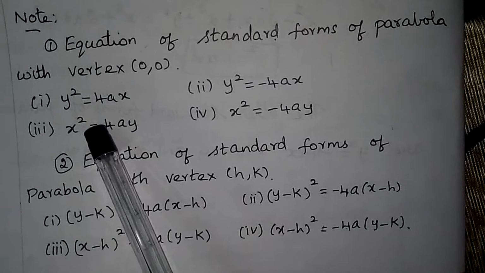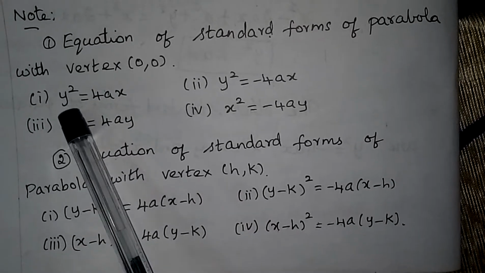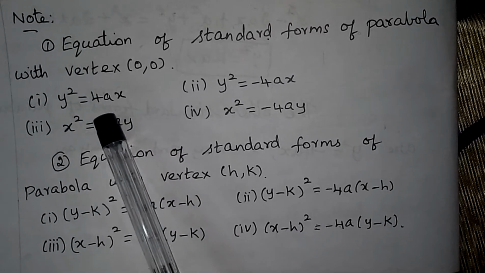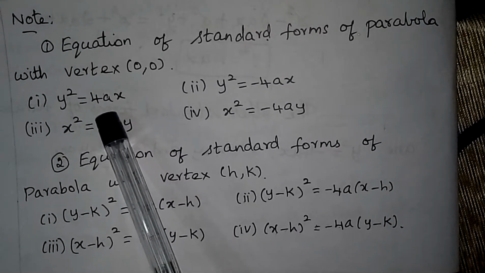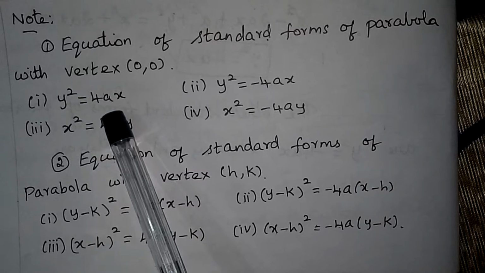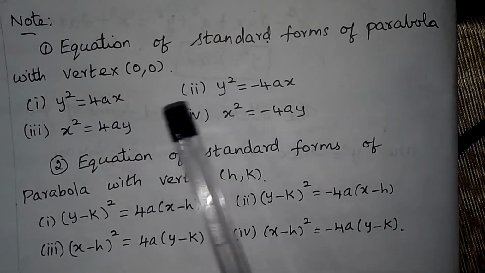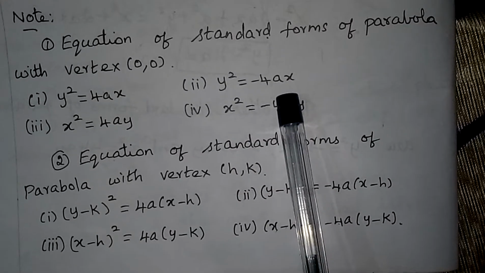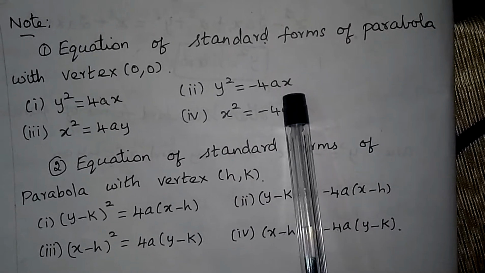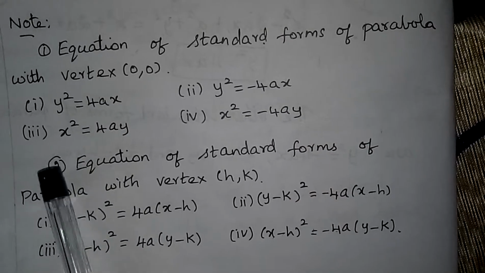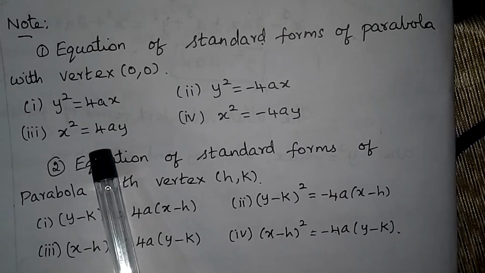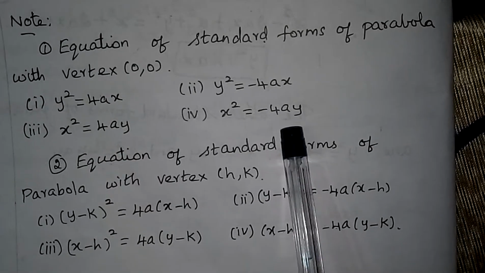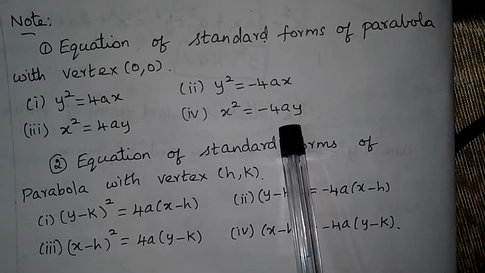Here we have 4 types. The first one is y square equal to 4ax. If the equation is like this, it is said to be the first type, and the parabola will be opened rightward. If you see the diagram, it will be clear. In the sums you can see that. Then y square equal to minus 4ax means second type, the parabola is opened leftward. x square equal to 4ay means third type, the parabola is opened upward. x square equal to minus 4ay means fourth type, the parabola is opened downward.